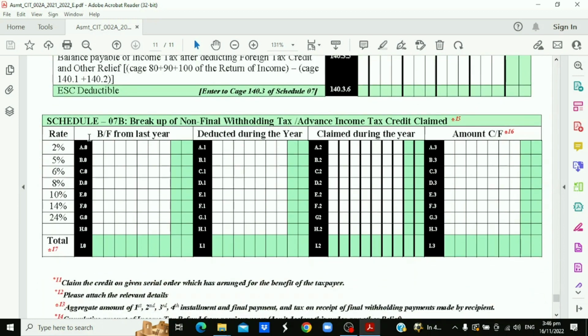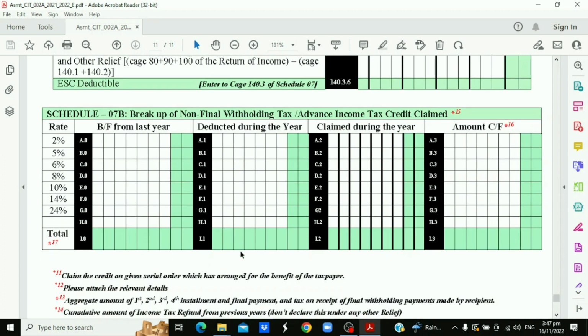Then 7B is allocated for the withholding tax, non-final withholding tax. Presently, it is called the advance income tax. This summary is just used to have a snapshot view, right? In addition to that, if there's any credit available, then you have to upload the withholding schedules, right? After getting verification by using the verification tool, based on these uploaded schedules, you ultimately decide the amount you are able to claim, right? By using these 7B schedules, you can provide the summary based on the rates, right?